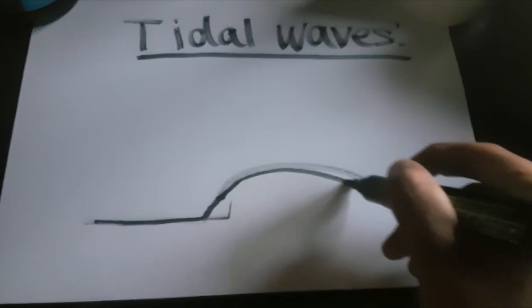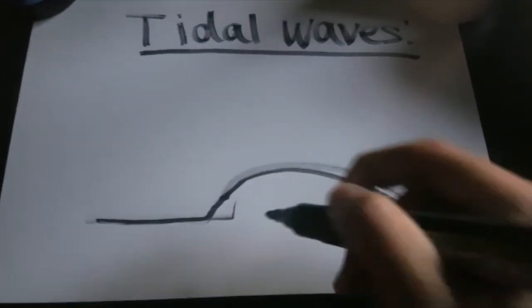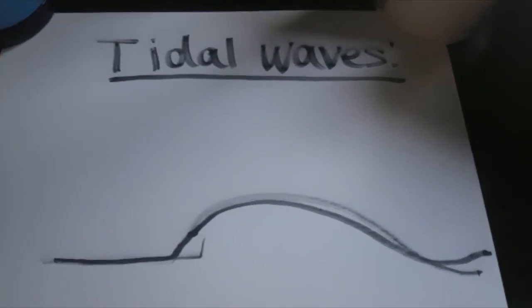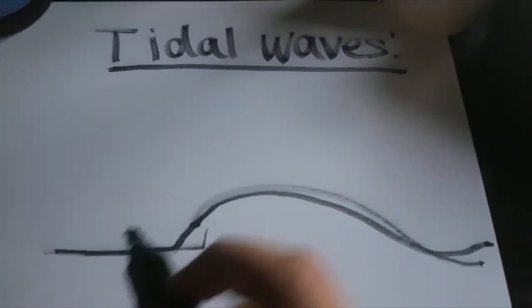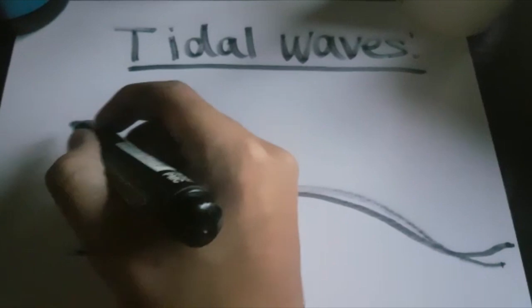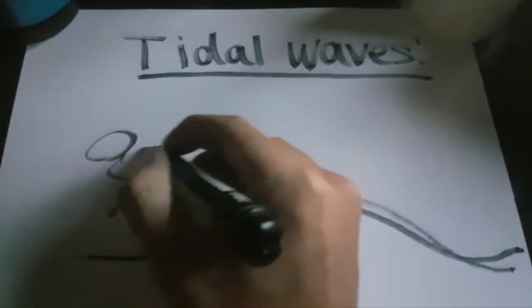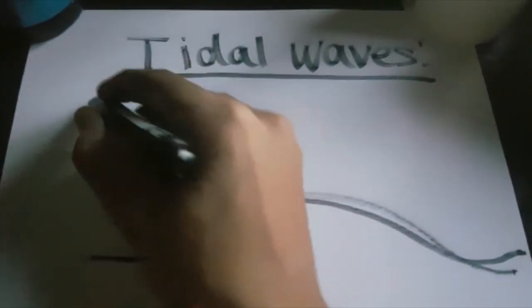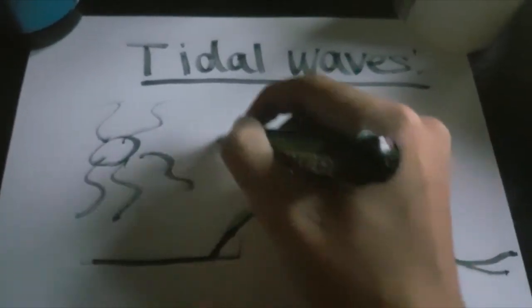So tidal waves are much larger than wind waves, and as opposed to wind waves, these are actually caused by the gravitational relationship of the sun and the moon.